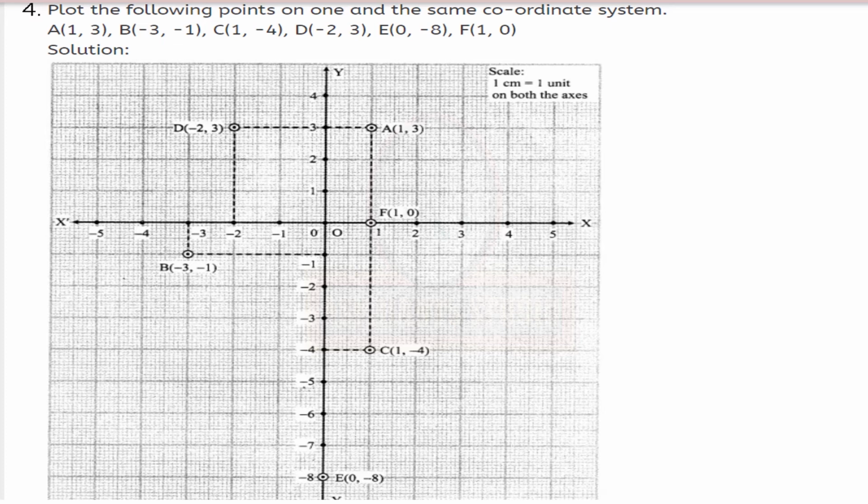First of all, you have to write the scale. 1 centimeter is equal to 1 unit on both the axes. Otherwise, you can separately write the scale for each axis. On x-axis, 1 centimeter is equal to 1 unit, and on y-axis, 1 centimeter is equal to 1 unit. You can also write like that.